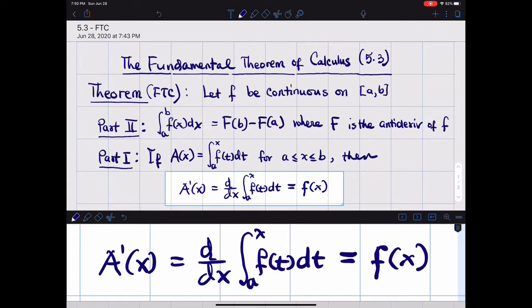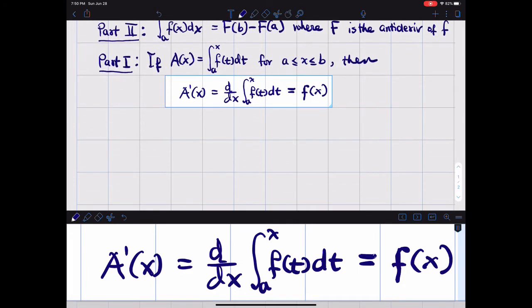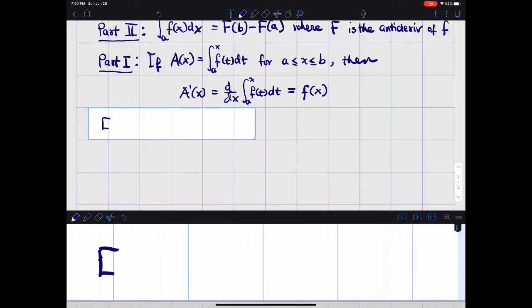So we're not going to waste too much time on part 1 of the fundamental theorem of calculus. If you want to know more about it, just send me an email and we'll talk more about it. So let's do some examples involving part 2 of the fundamental theorem of calculus.